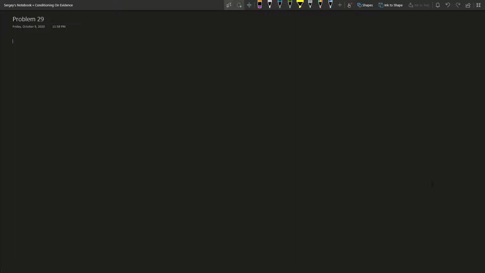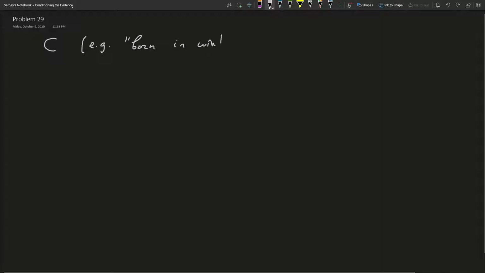In this problem, we're given a family of 2 children, and we're also told that we have this characteristic C. So this characteristic, for example, could be born in winter. And we are told that the probability of a child having this characteristic is p.